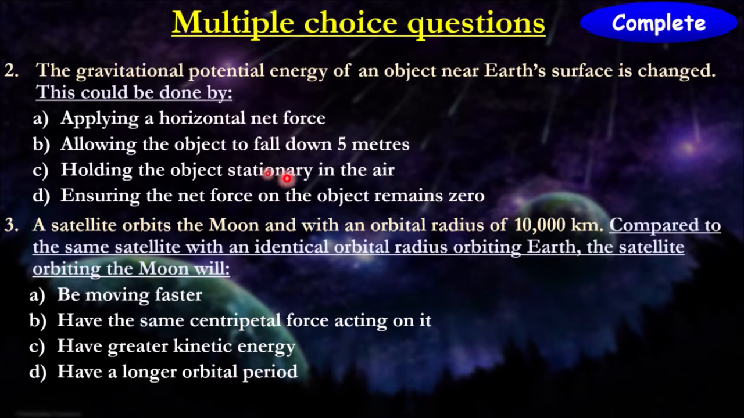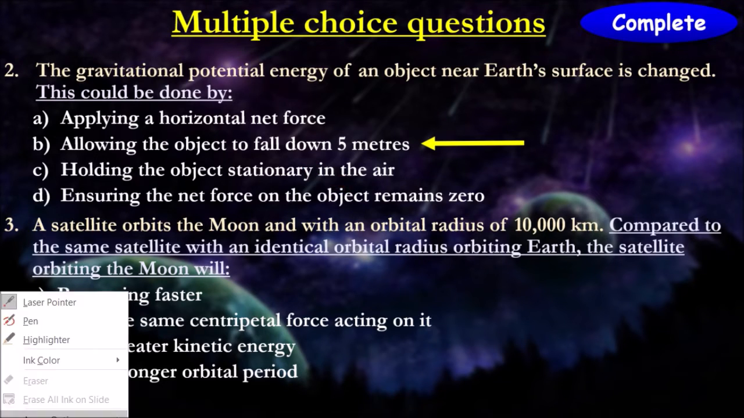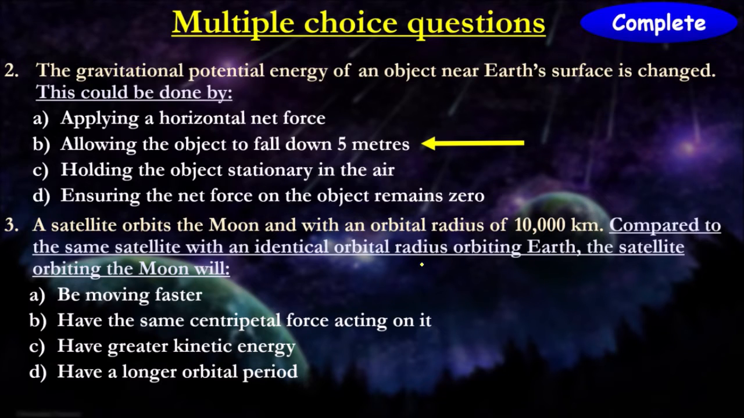Okay, so for question 2, the answer is B. And to demonstrate why that's the case, the formula for gravitational potential is simply negative GM over R. So if we change the object's position towards the Earth, we will change gravitational potential.